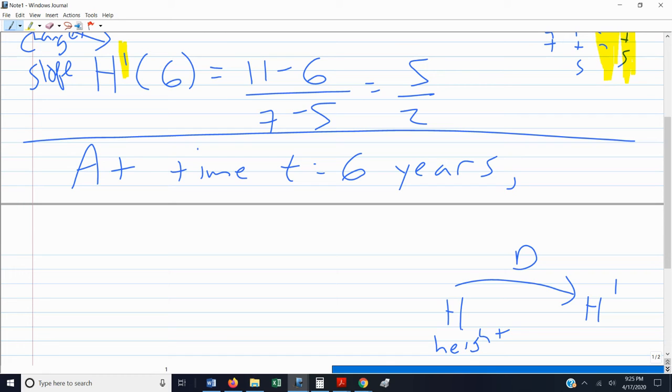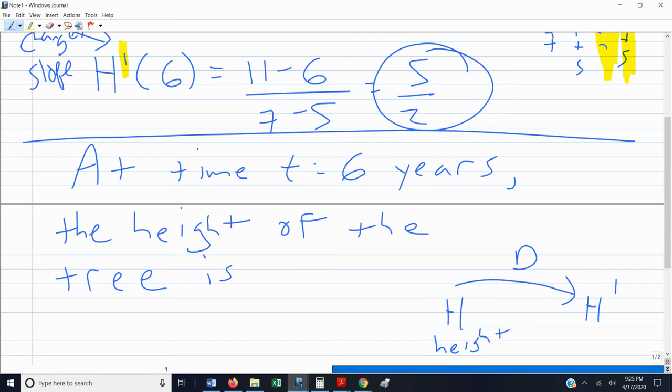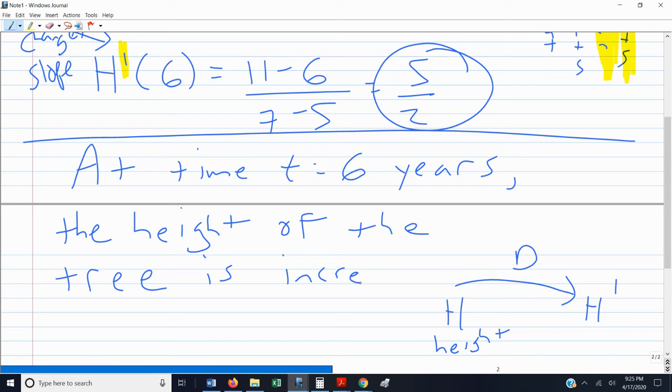So we're going to say at time t equals 6 years, the height of the tree is, and instead of saying changing, I'm going to use the word increasing or decreasing, because that word represents change. And my rate of change estimate was 5/2. So the height of the tree is going to be increasing. This word is crucial, because that is the word that is indicating the prime, right? The rate of change. That's what makes it h prime.